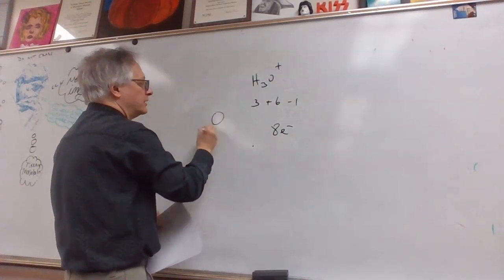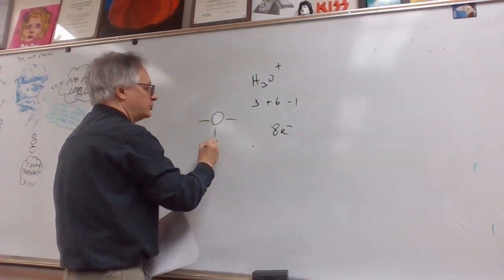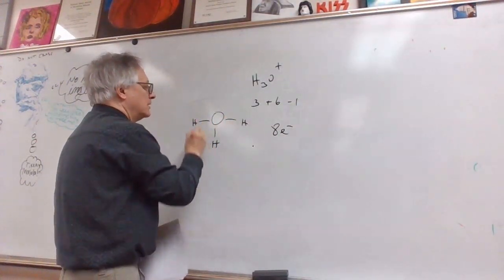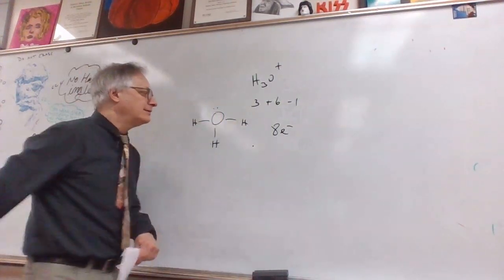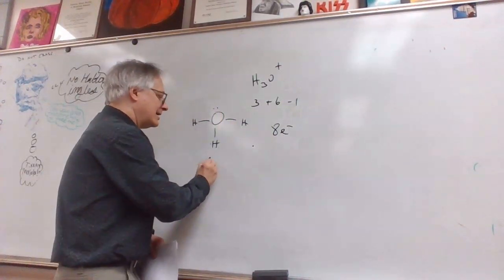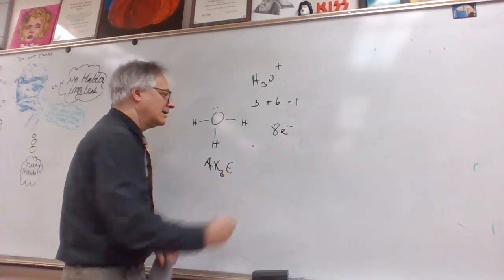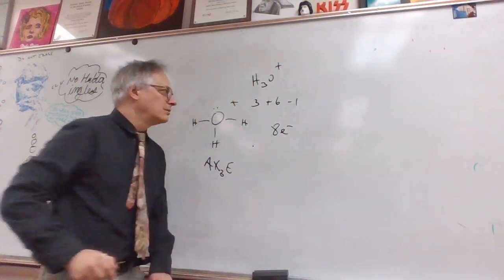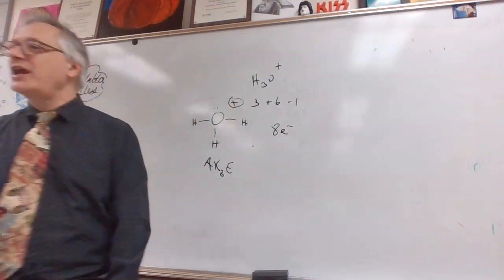So I've got my oxygen. Let's just do this. H, 2, 4, 6, 8. So this is going to be an AX3E. That's the positive charge on it. So what shape is AX3E?